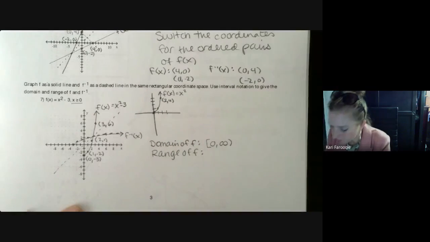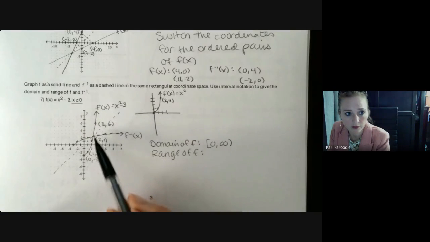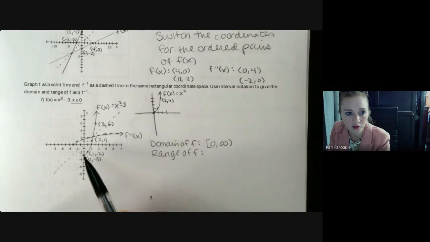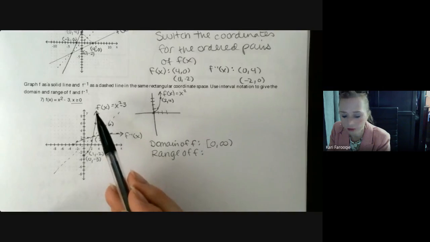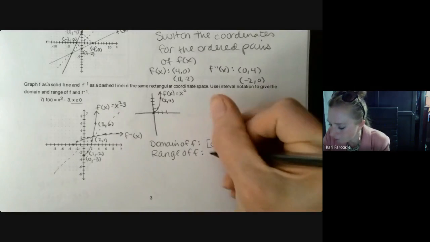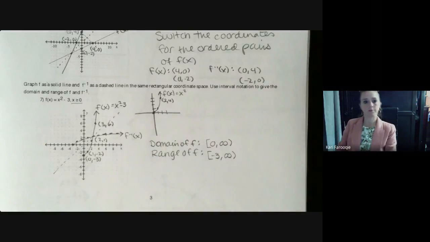Now for the range of f, here's your function f. The smallest y value it can possibly take on is -3. And the largest y value it can possibly take on goes all the way up to infinity. So we're going to go from -3 to infinity.